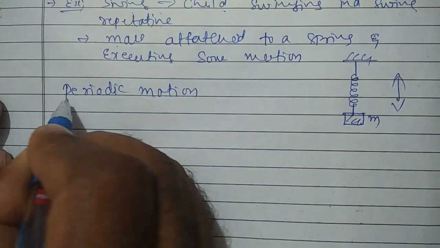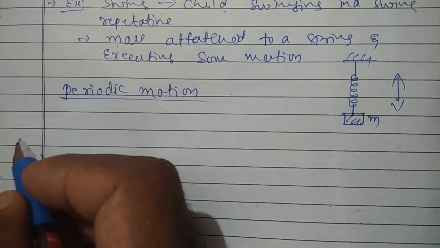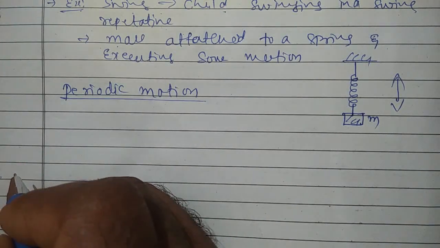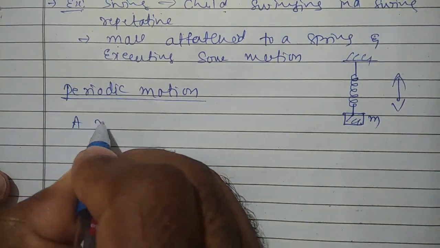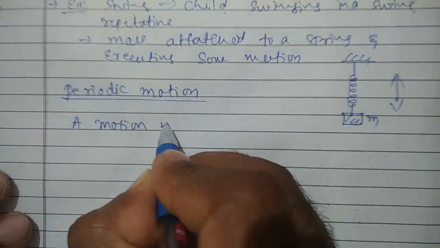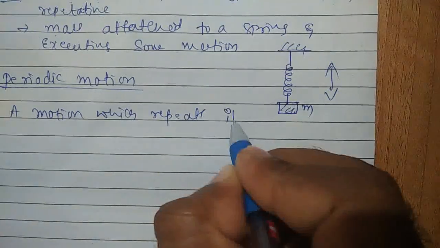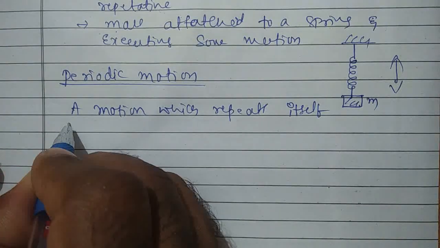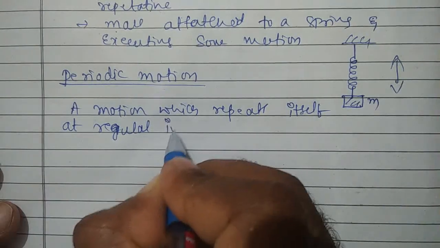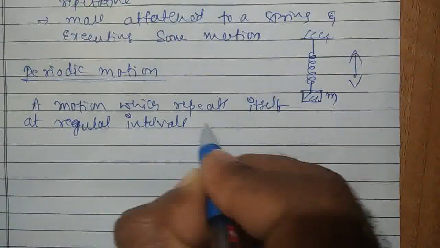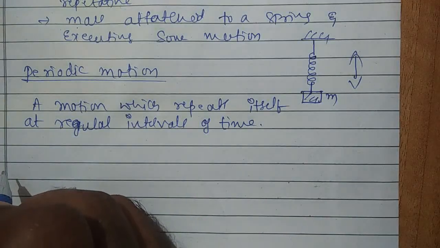So what do you mean by periodic motion? A phenomenon or a process or a motion which repeats itself at equal intervals of time is what we call periodic motion. Understood? A process or a motion which repeats itself at regular intervals of time. This is what we call periodic motion.